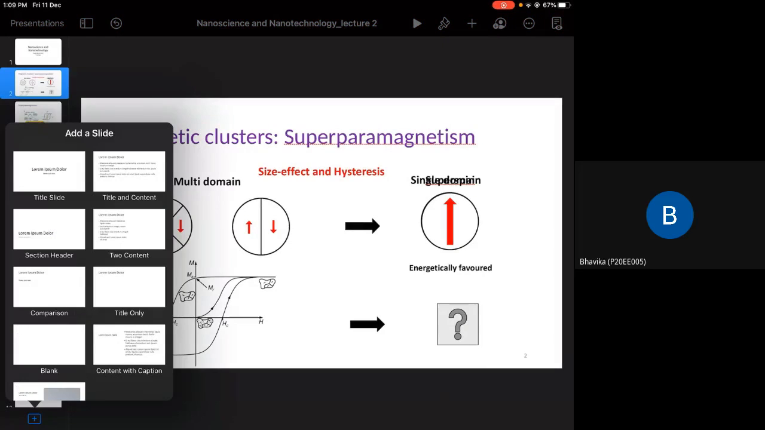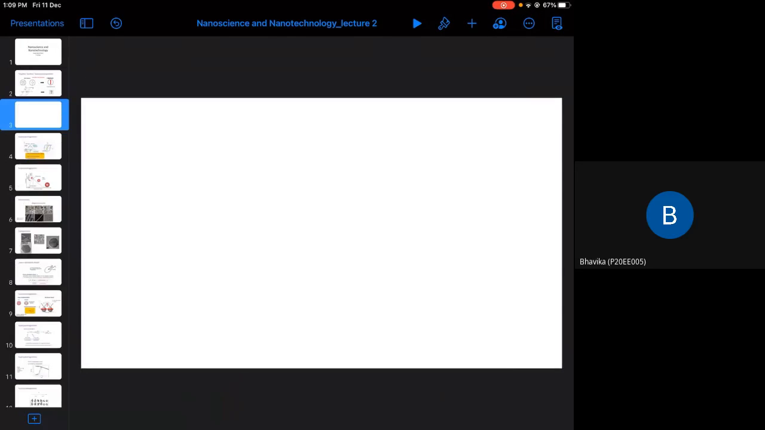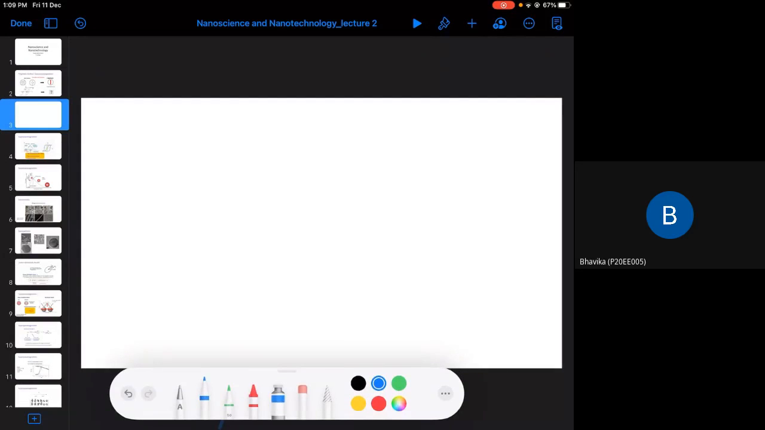Let me just add here. Okay. Let me see if it is visible to you. Oh yeah, okay. Maybe I can increase it a little bit. Yeah, okay.